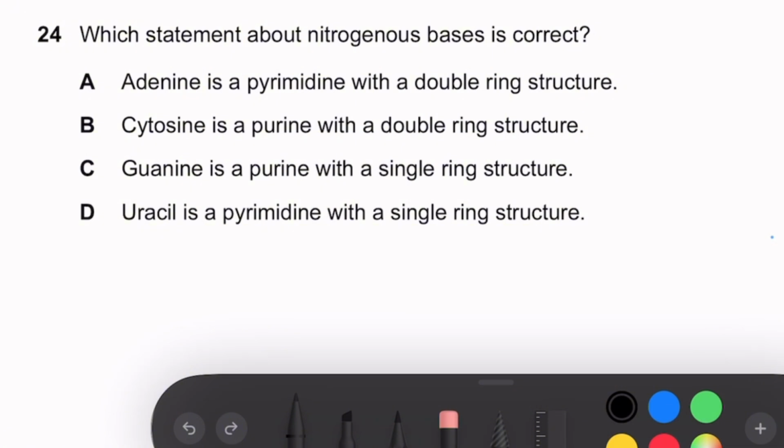Which statement about nitrogenous bases is correct? Adenine is a pyrimidine. No, actually, adenine is a purine, and purines have double ring structures, so the entire statement is wrong. Cytosine is a purine with double ring structure. No, cytosine is a pyrimidine. Guanine is a purine with a single ring structure. If guanine is a purine, it should have a double ring structure. Uracil is a pyrimidine with a single ring structure. That is true.